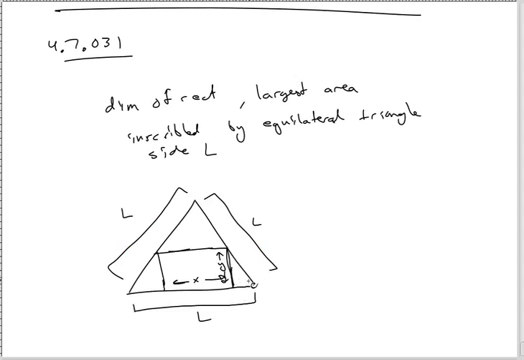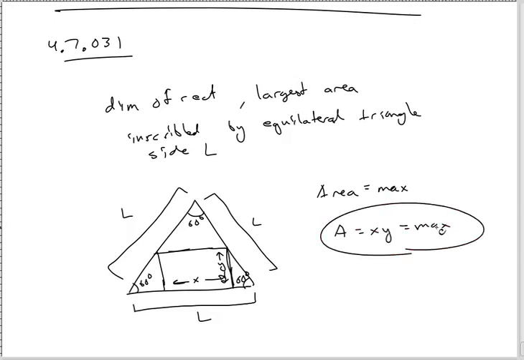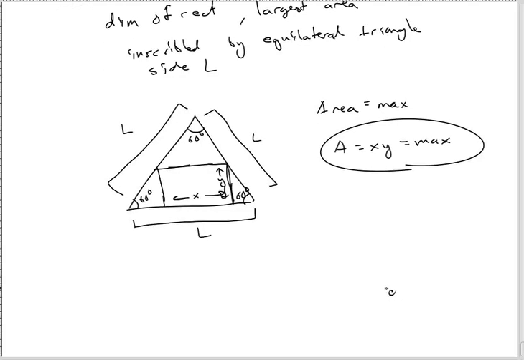And because it's equilateral, they should be 60 degrees, 60 degrees, and 60 degrees. Okay. Find the maximum area. Go. How do we even get started? Well, I can tell you that the area formula is X times Y. That's a good start. Exactly. Okay, so we got to get some more equations going.